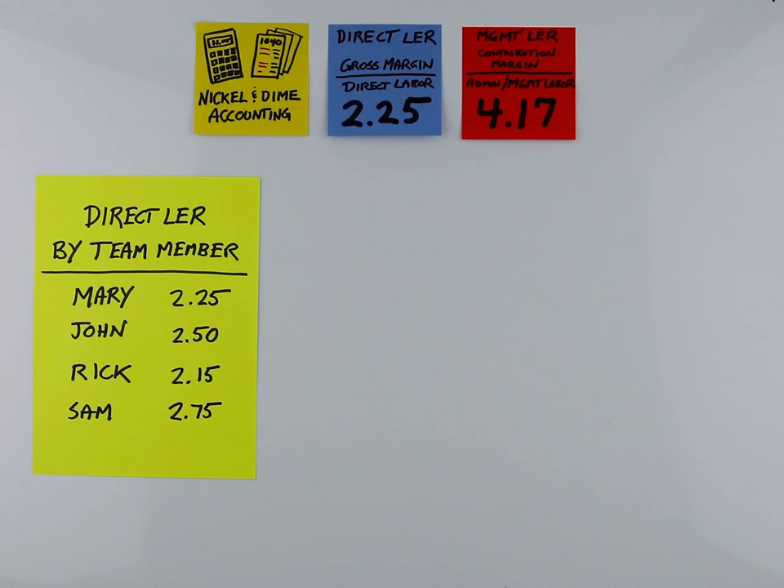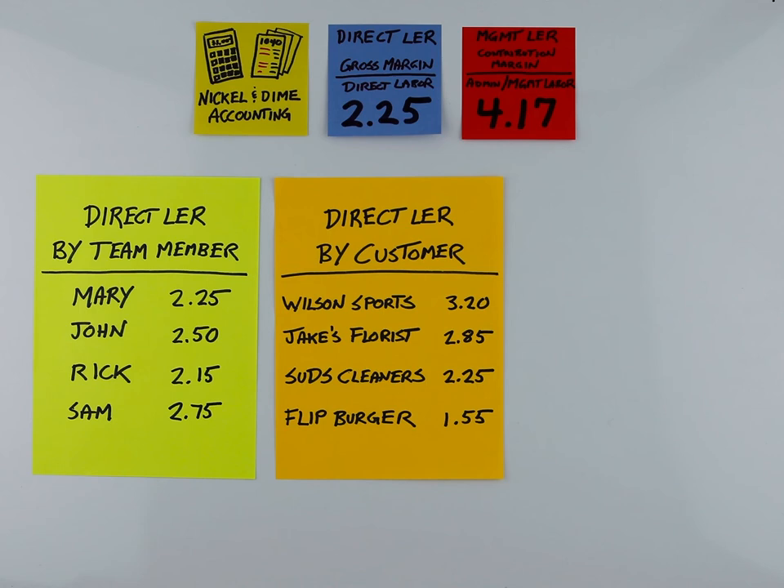So when you hire team members, you can put the expectations out up front of what the productivity numbers are that we expect. Another way to look at the LER data is by customer. We can analyze, based on the invoiced and paid amounts versus the labor cost involved, what the LER is by customer. In this example, we can see that Wilson Sports is doing great, $3.20 direct LER, which means we're getting very profitable on that particular account.